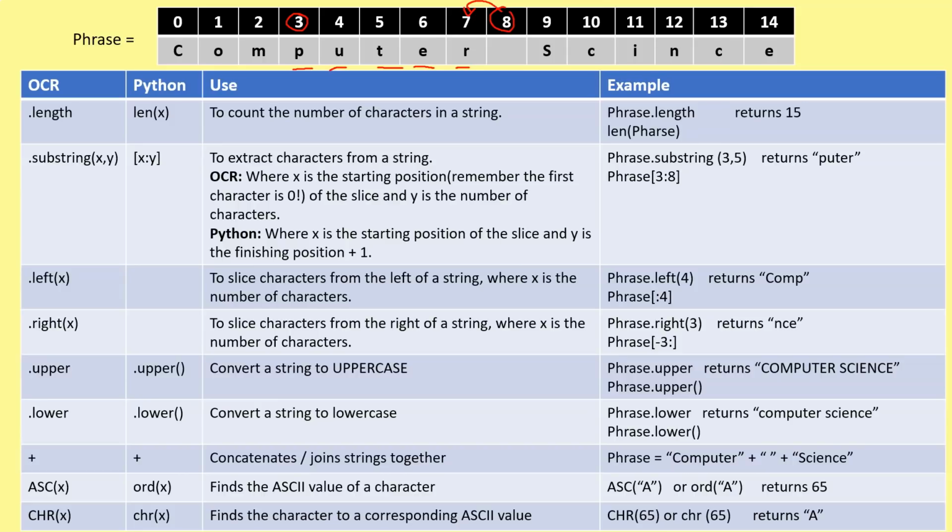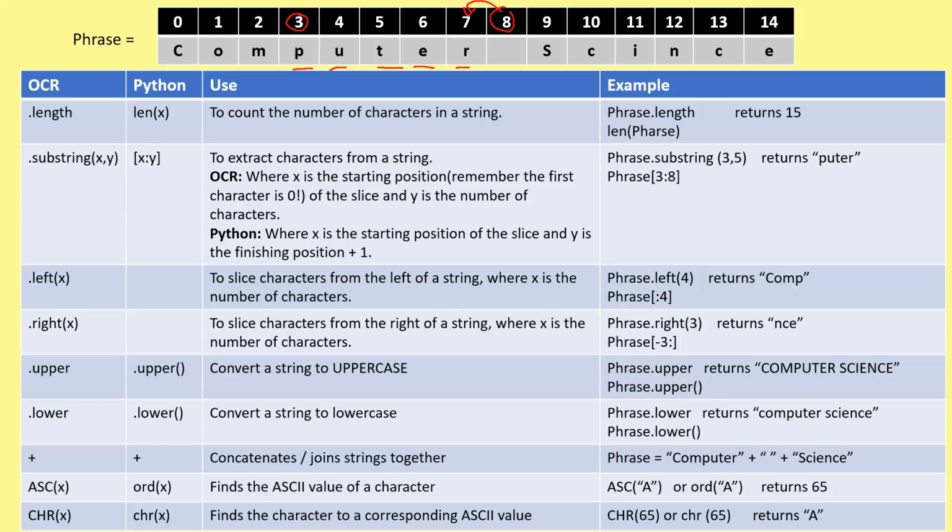Both the OCR reference language and Python have the .upper and .lower functions. The difference is with Python, you just have to have open and close brackets at the end because it's a function call. But obviously, .upper will convert a string to uppercase, .lower will convert a string to lowercase. Nice and easy. We can also concatenate or join strings together using plus.